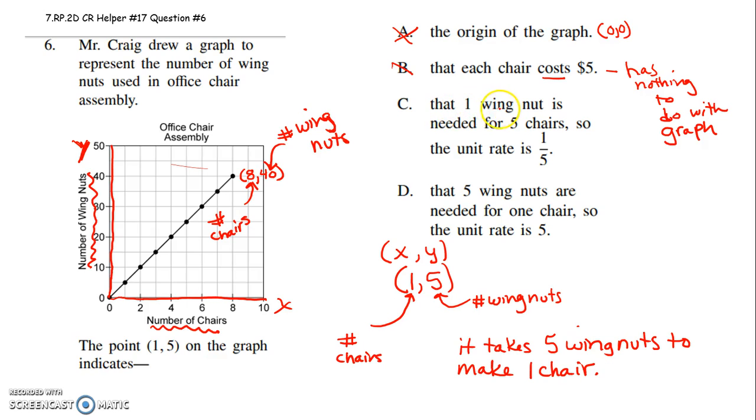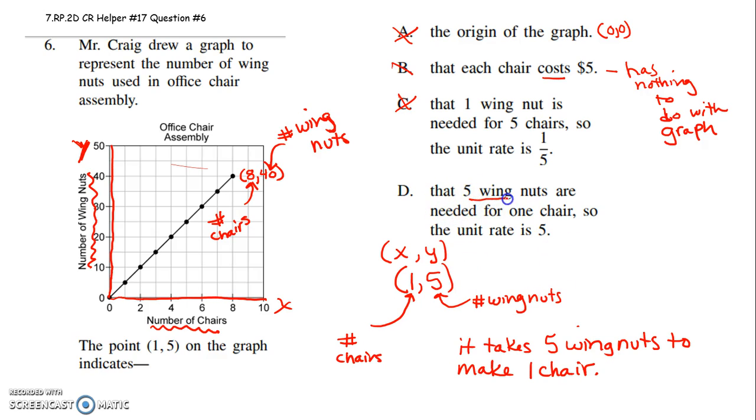Now it says it takes 1 wing nut for 5 chairs. A wing nut must be some kind of a screw. If you only need 1 wing nut to make 5 chairs, your chairs are not staying together. That's just funny.